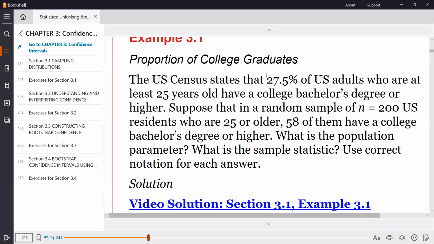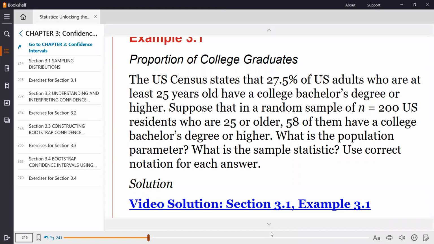Actually, I'm not sharing the screen, am I? Sorry about that. Okay. So let's go back to that problem one more time, the one that we were just looking at. All right. So once again, the population parameter is 0.275, and our 58 divided by 200 is our sample proportion, 0.29. Okay? So I just want to say that one more time.